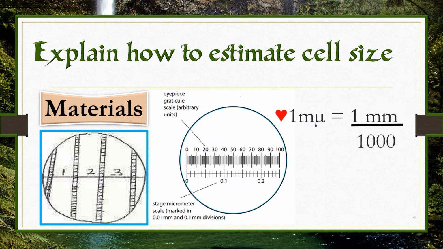One micrometer is equivalent to 1 millimeter divided by 1,000. To get 1 micrometer, we take 1 millimeter and divide it by 1,000. Then we have 1 micrometer.